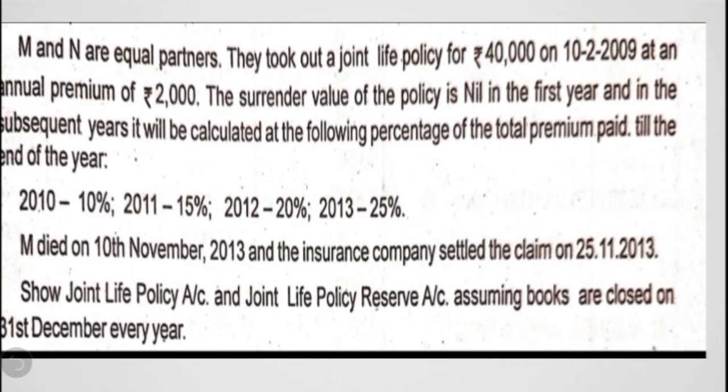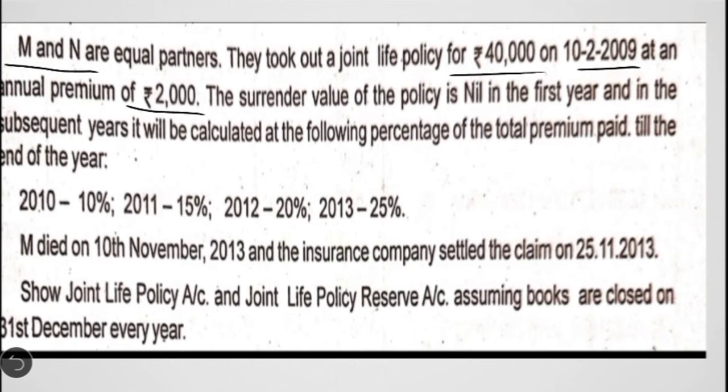So if we analyze this question, it is given that there were only two partners, M and N, who were equal partners. So the profit sharing ratio between M and N was 1:1. They have taken out joint life policy, a single policy on the joint lives of M and N together for rupees 40,000 on 10th February 2009 at an agreed annual premium of rupees 2,000. So every year the annual premium is same, that is 2,000 rupees, and they have paid the first annual premium on February 10th 2009. So joint life policy transaction has come into picture in the year 2009.